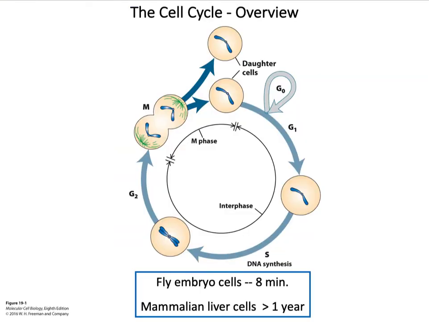Now let's talk about the cell cycle in action. The cells reproduce themselves by duplicating their content and then dividing in two. The time it takes for this purpose to happen is known as the cell cycle. And the duration of the cell cycle differs in a cell-specific manner, so it differs from cell to cell. For example, a fly embryo cell has a cell cycle of about 8 minutes, which is very fast. Whereas mammalian liver cells have a cell cycle that's greater than a year, so they don't divide very much.